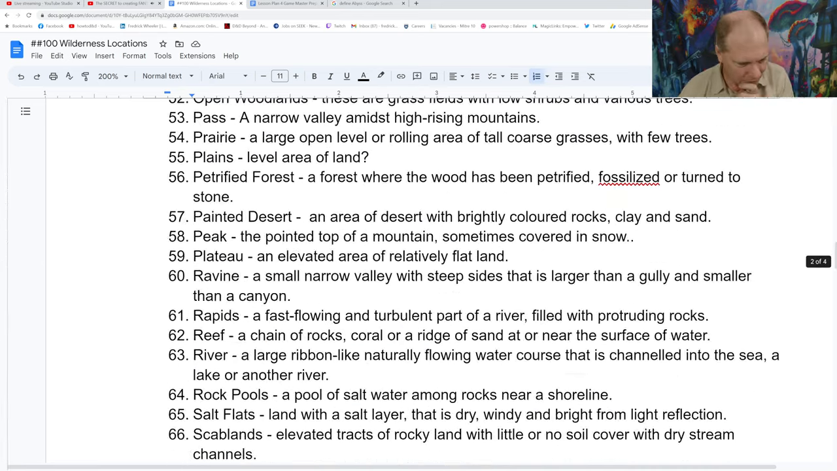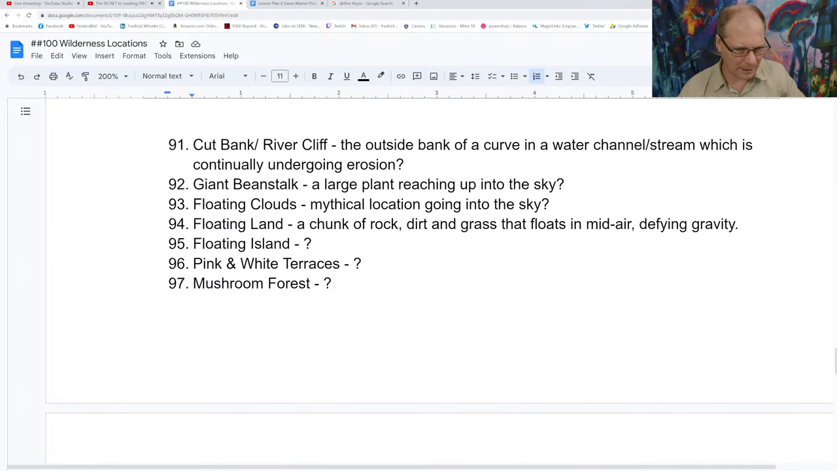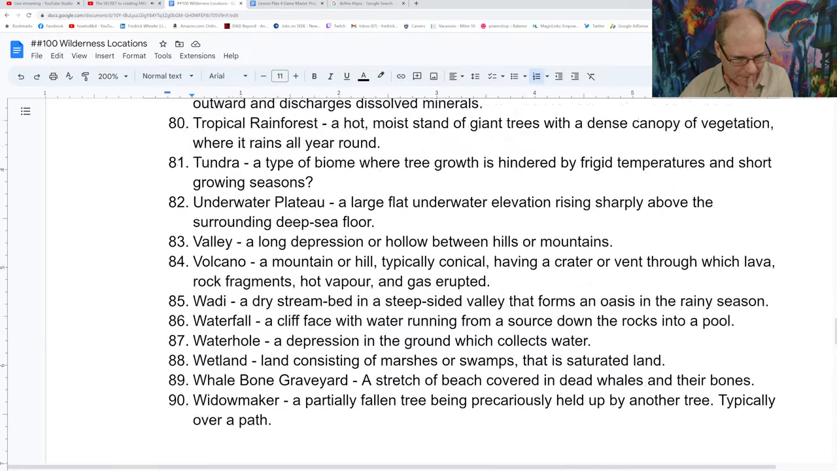So I think what I'll do is just scroll down here and put down natural stone bridge. I'm not sure if there's a special name for it. Maybe there is. Okay, let's go back.